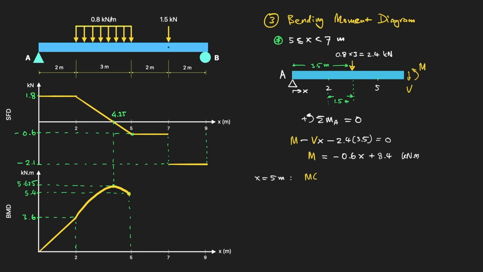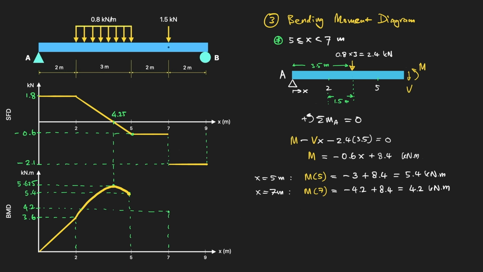At x equals 5, that's minus 3 plus 8.4, which is 5.4 kilonewton meters. We start at the same point here, and at x equals 7, that's minus 4.2 plus 8.4, which is 4.2 kilonewton meters. So the graph is going down from 5.4 to 4.2 kilonewton meters.